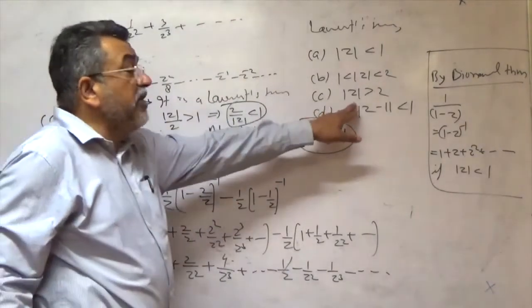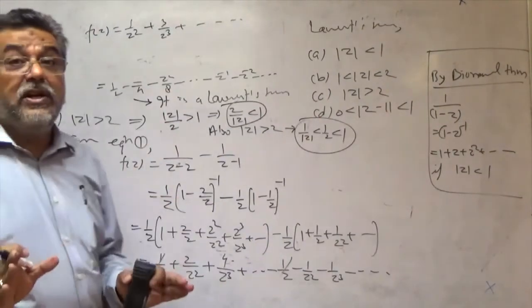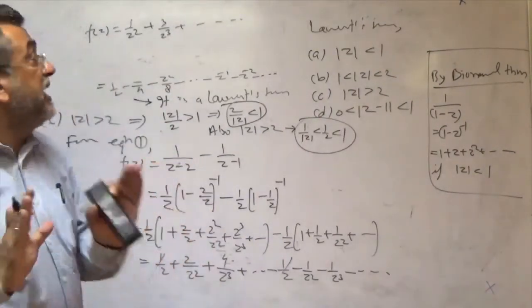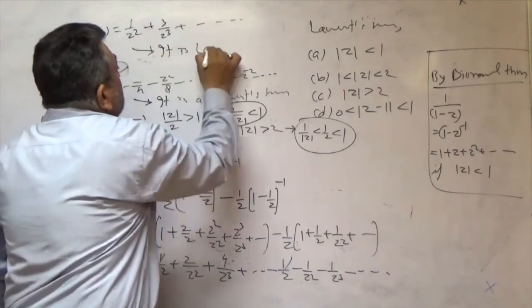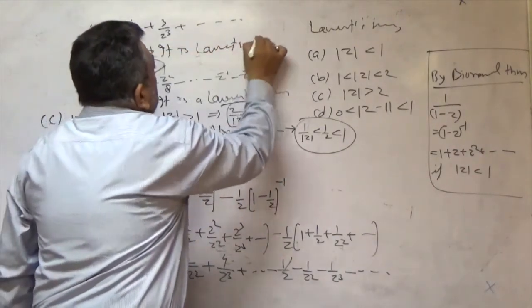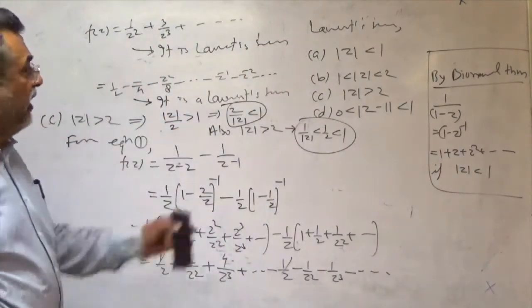For this region, mod z is greater than 2. And you see that this expansion is containing only negative powers, and so it is also a Laurent series. Laurent series. And that is the answer of third part.